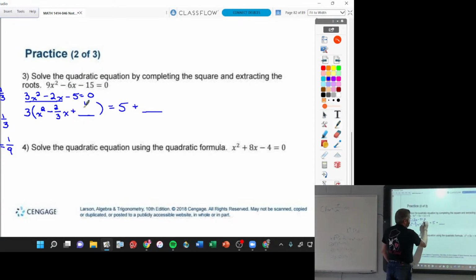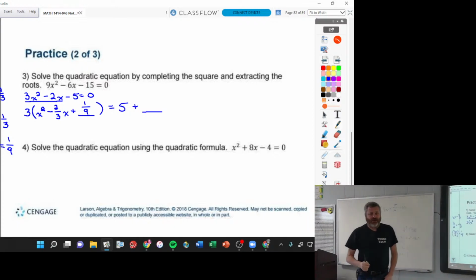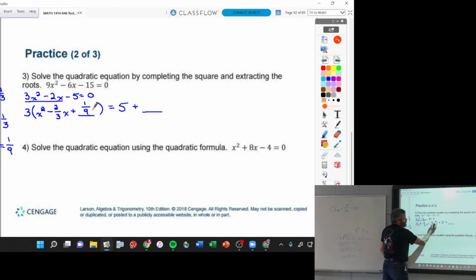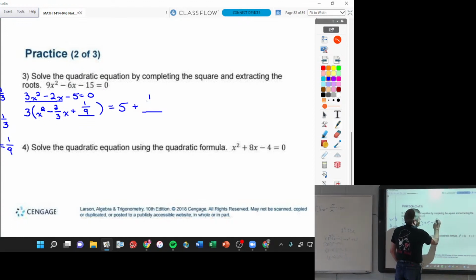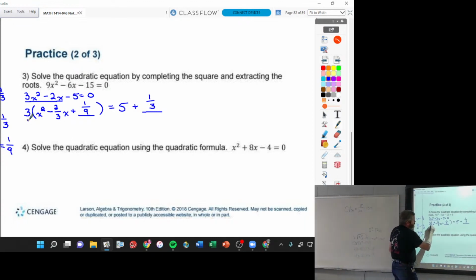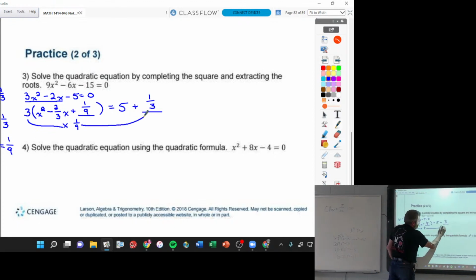Now here's where you have to be careful. Did I add 1/9? Well, notice the 1/9 is inside these parentheses. This 1/9 is being multiplied by 3. So I didn't actually add 1/9. I added 3 times 1/9. I added 1/3. So because I added 1/3 to the left side, I have to add 1/3 to the right side. So think of it as taking this 3 times, picking up this 1/9, and that's what's going right there, okay?